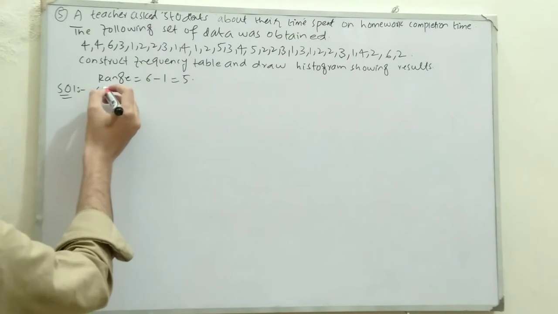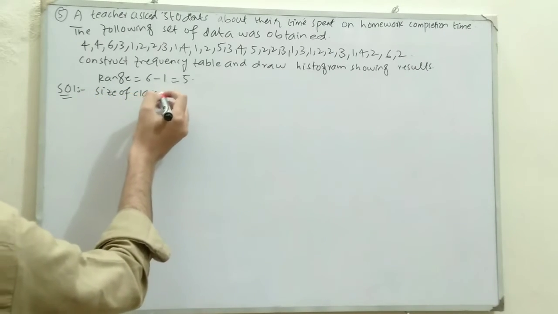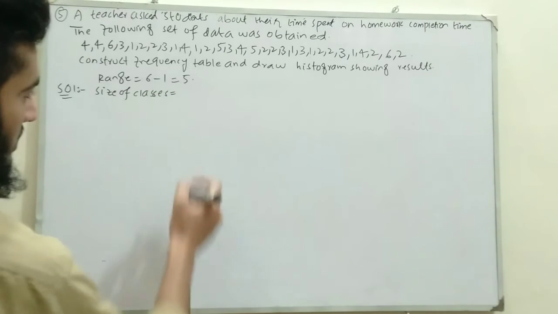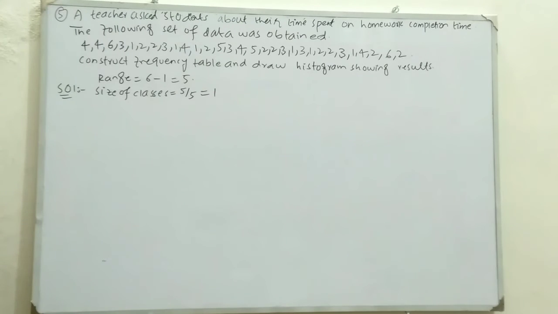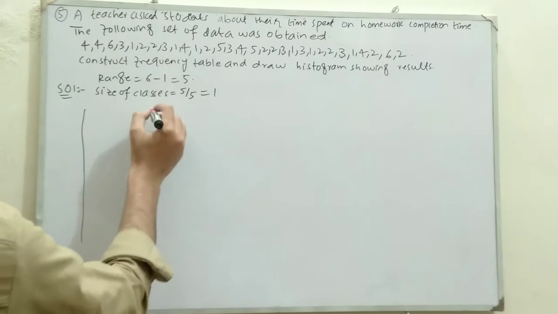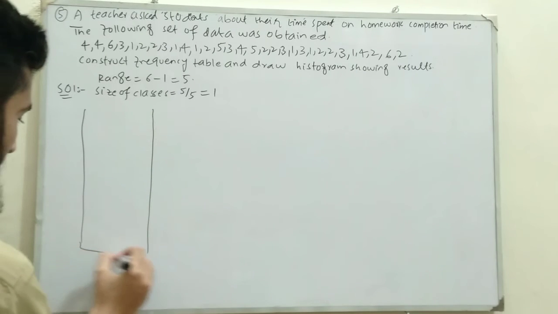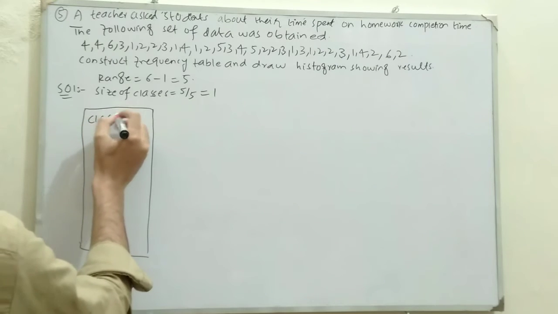Now we are going to find the size of classes. So for the size of classes, we will divide range by 5, just like we did in the previous question. So divide 5 by 5, it will give us 1. So the size of classes will be equal to 1. Now we are going to draw the class limit in the vertical table, just like this. Let's suppose this is the class limit, class interval.